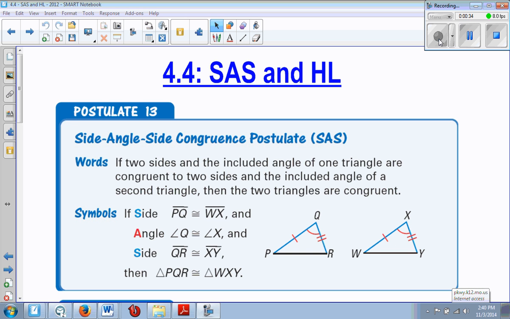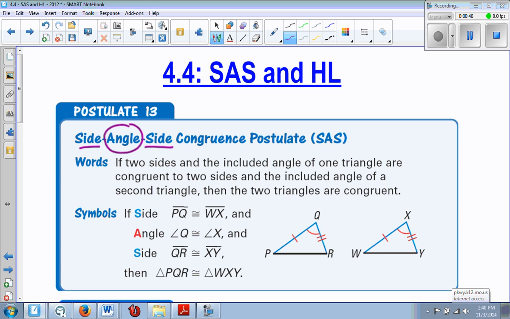Today we add on 2 more theorems. One of them is called side angle side, and we abbreviate it as SAS. And so if you'll notice the order of the letters, notice that you've got 2 sides and then an angle in the middle. The reason why it's listed that way is because the angle must be included between the 2 sides. It cannot be a non-included angle.